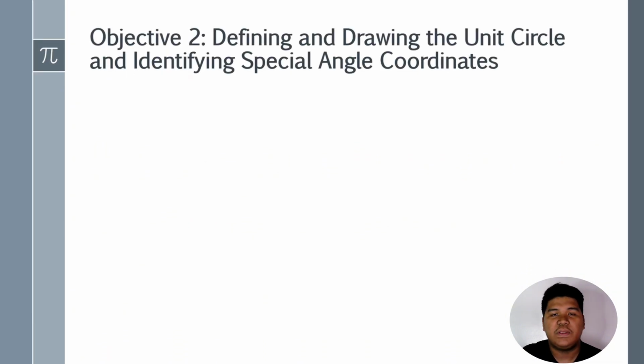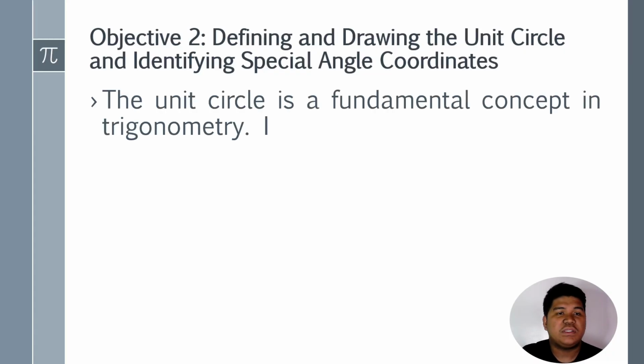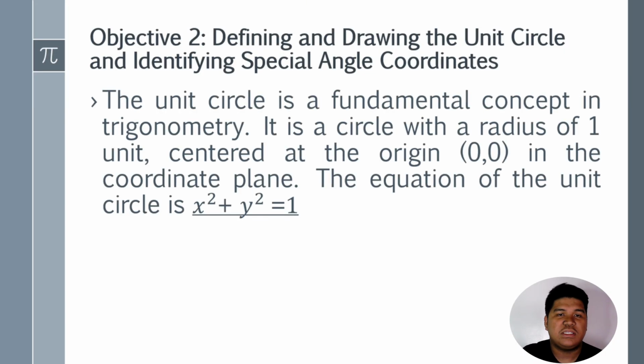So our objective number two is defining and drawing the unit circle and identifying special angle coordinates. The unit circle is a fundamental concept in trigonometry. It is a circle with a radius of 1 unit centered at the origin (0, 0) in the coordinate plane. So the equation of the unit circle is x squared plus y squared is equal to 1.